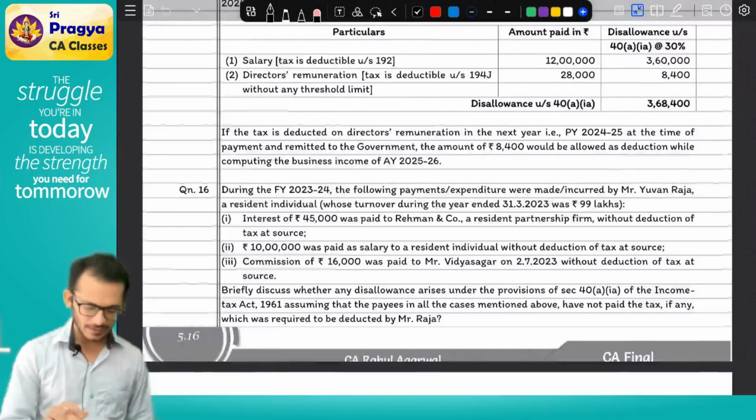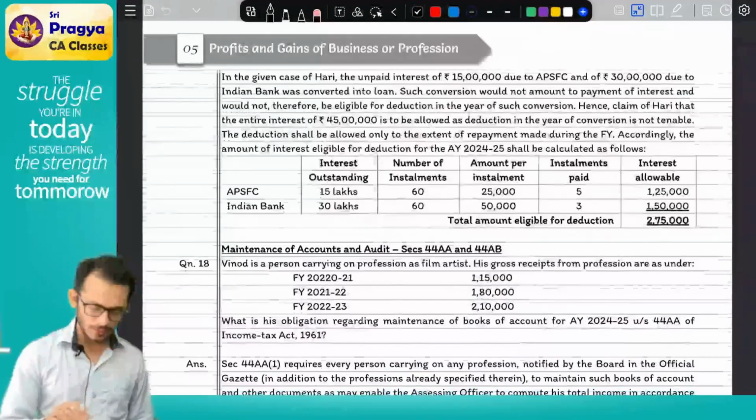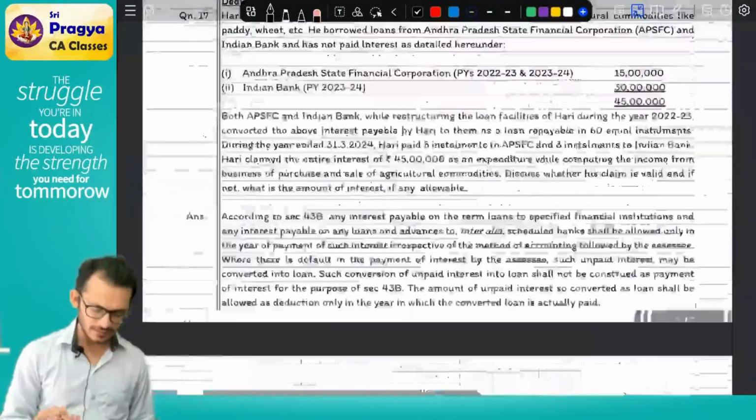There is a similar question like this in the book also. I would recommend you to do it on your own, because it's a straightforward question. There is nothing great about it.